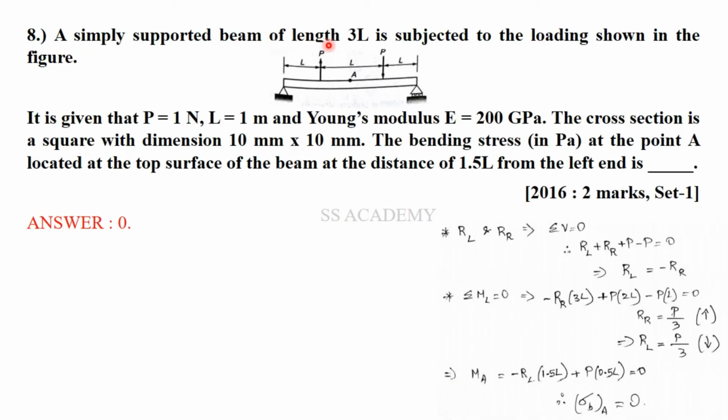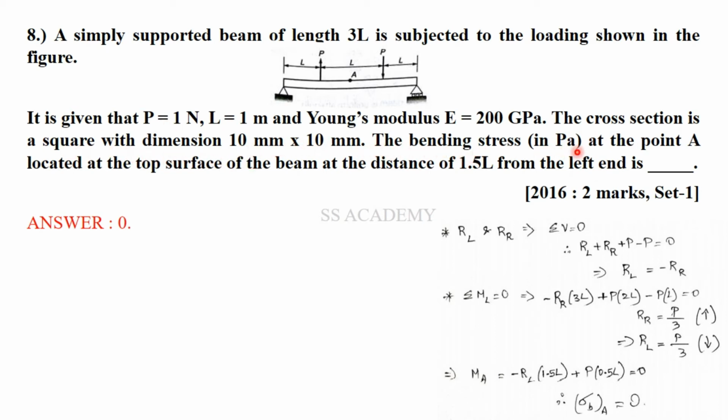A simply supported beam of length 3L is subjected to the loading as shown in the figure. Actually, it is a straight beam. Since it is taken from a book copy, it seems a little bent. It is given that P is equal to 1 Newton, L is equal to 1 meter, and Young's modulus E is equal to 200 gigapascal. The cross section is a square with dimension 10 mm cross 10 mm.